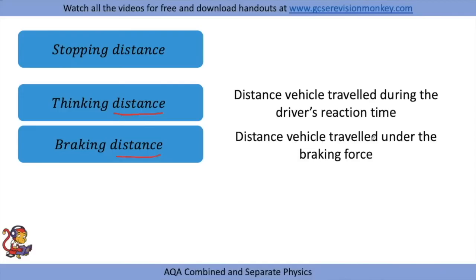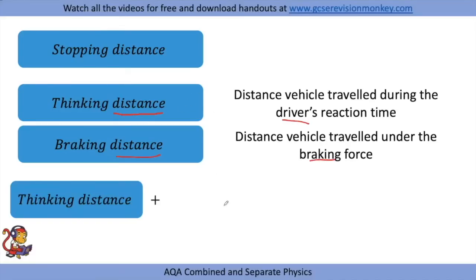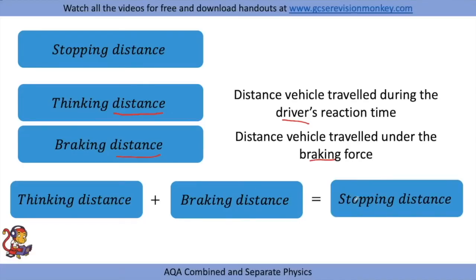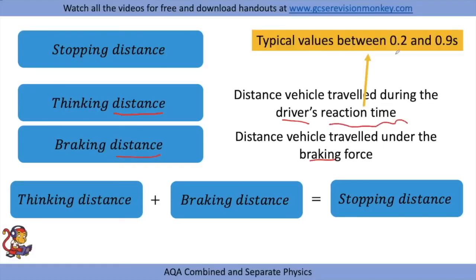So these are definitions people get wrong a lot of the time because they start to think about time rather than distance. So if we add these two together, thinking distance plus braking distance, we will get the overall stopping distance. So driver's reaction time normally falls within typical values of 0.2 and 0.9 seconds, but this can be varied by different things that we'll discuss later.